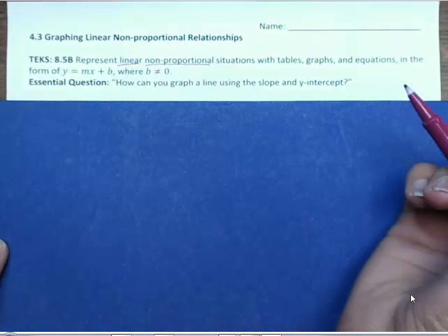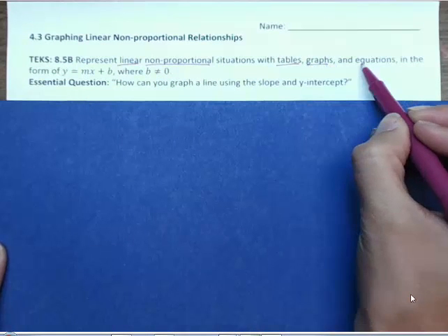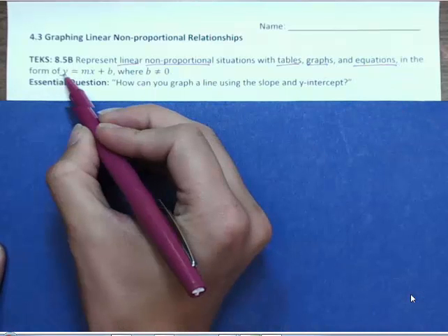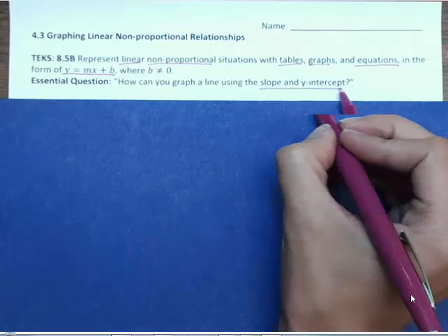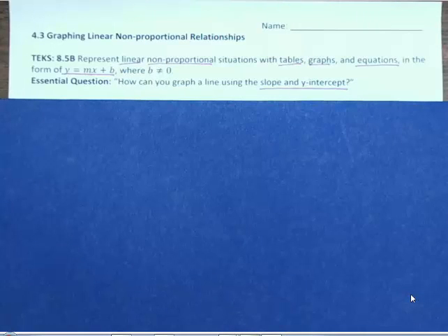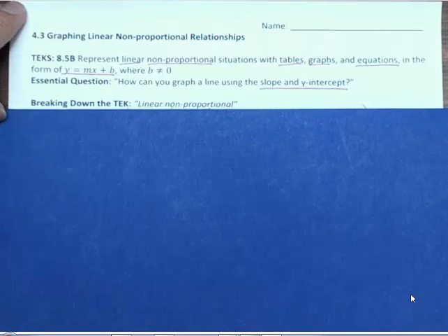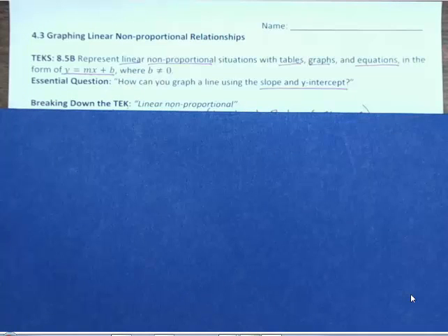A lot of these words you guys already know, which include linear, non-proportional. You guys know what a table looks like, a graph, an equation, and your slope-intercept form, which is y equals mx plus b. So the question that you need to be able to answer by the end of this lesson is, how can you graph a line using a slope and a y-intercept? Looking at this TEK and breaking it down a little bit, the words that I want to look at are linear and non-proportional.